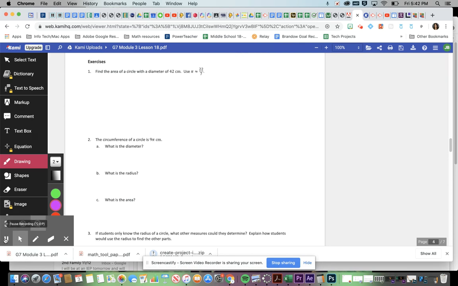Okay? All right, we're going to do one more of these, and then we'll save some to do tomorrow in class. Here's the first exercise. Find the area. Okay, I'm going to start by writing in my formula. Area of a circle is pi radius squared with a diameter. I know the diameter is 42 centimeters using this 22/7, this fraction form of pi.